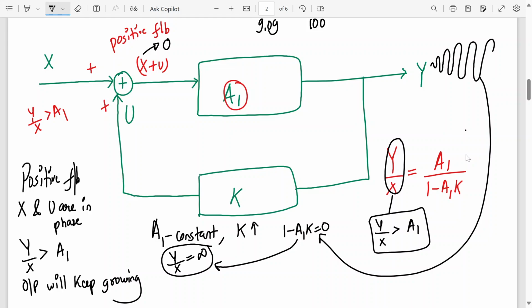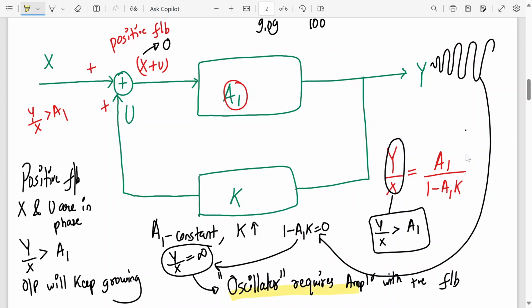So this is where your amplifier, your system, starts operating as an oscillator. This is the starting point of an oscillator. An oscillator works with positive feedback. An oscillator requires an amplifier with positive feedback to work. So this is the number one condition for an oscillator. Shortly we'll see what an oscillator is, how you define it, and what the need of an oscillator is. But I explained the concept of positive and negative feedback.